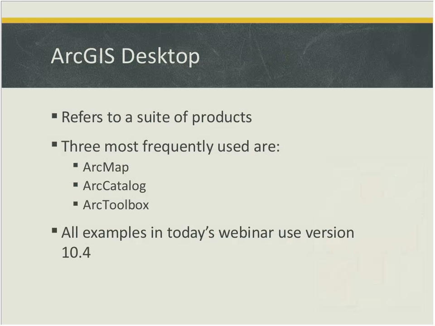So I'm using ArcGIS Desktop because of the market saturation that it has. Of course, all the concepts I'm talking about are equally applicable whether you're talking about ArcGIS or some other type of GIS software. So ArcGIS Desktop actually refers to a suite of products. There are 3 of them that are most frequently used: ArcMap, ArcCatalog, and ArcToolbox. I'm going to talk about each one of them, but I just wanted to let you know that all the examples that I'm going to do today are in version 10.4, and that's because that is what the university has given me.